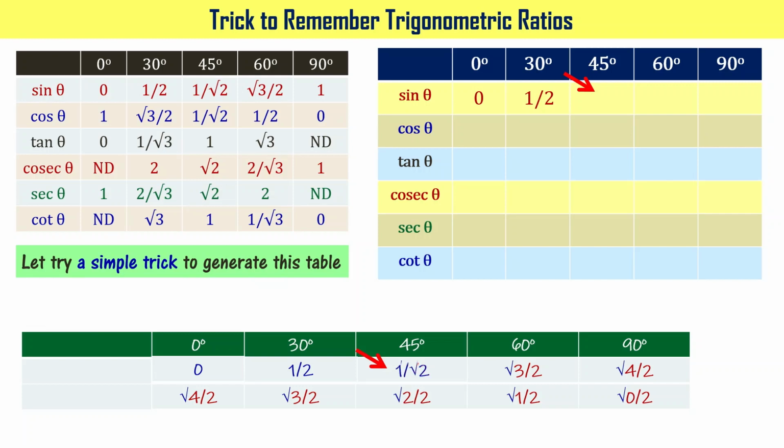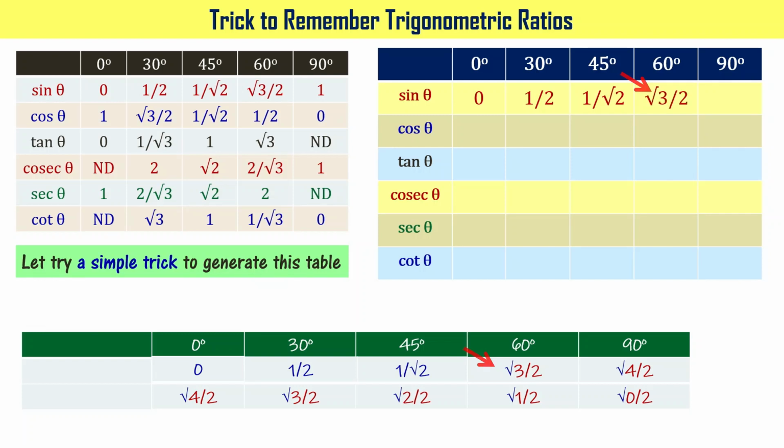That can be written as 1 by root 2, right? That is equal to sin 45 degrees. Let me write that. Sin 45 degrees is 1 by root 2, right? Now let's take a look at 60 degrees. That is root 3 by 2. It cannot be further simplified. Let me simply transfer that to sin 60 degrees.